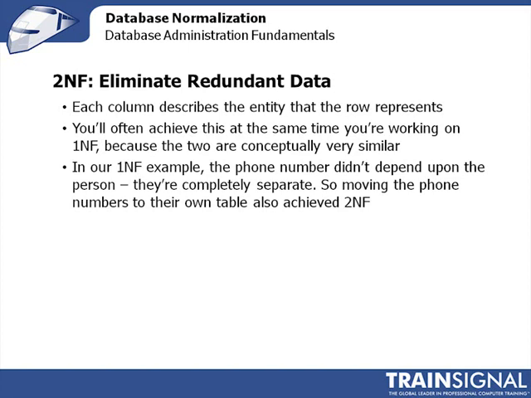You'll often achieve this at the same time that you're working on first normal form because these 2 are very conceptually similar. In our first normal form example, the phone number did not describe the person. They're completely separate. That person could change that phone number very easily, and that person could move out of the house and someone else could inherit the phone number. So the person and the phone number are separable. So moving the phone numbers to their own table also achieved second normal form.